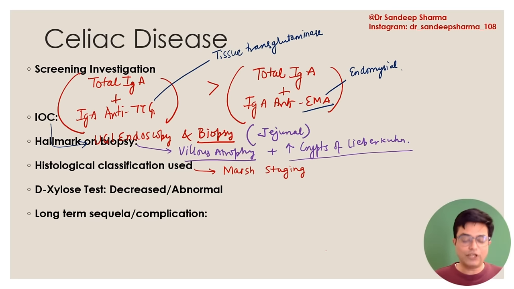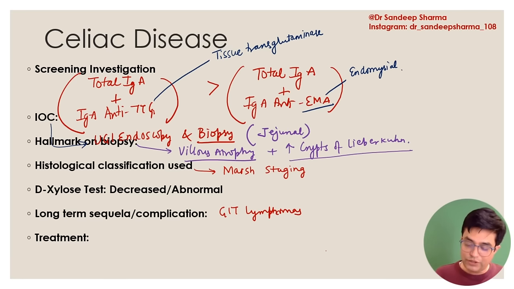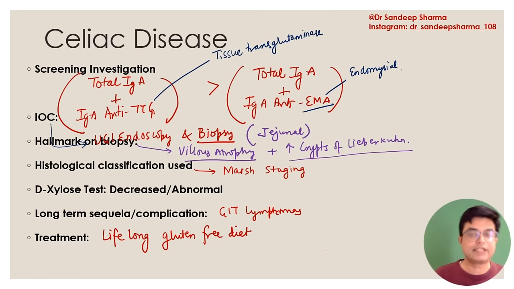And what is the long-term sequel or complication? GIT lymphomas like MALTomas can occur in these patients. And what is the treatment? The only treatment possible is a lifelong, strict, gluten-free diet. There is no other therapy available for celiac disease.